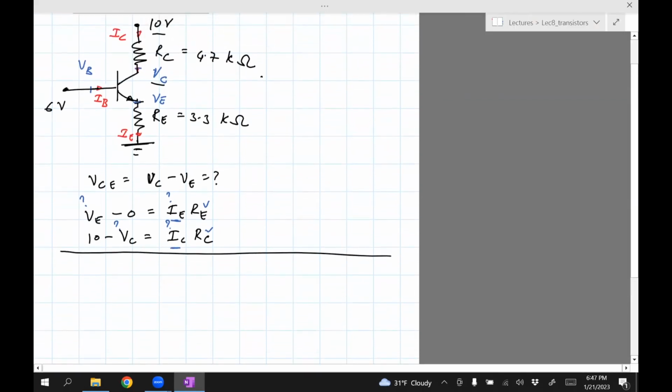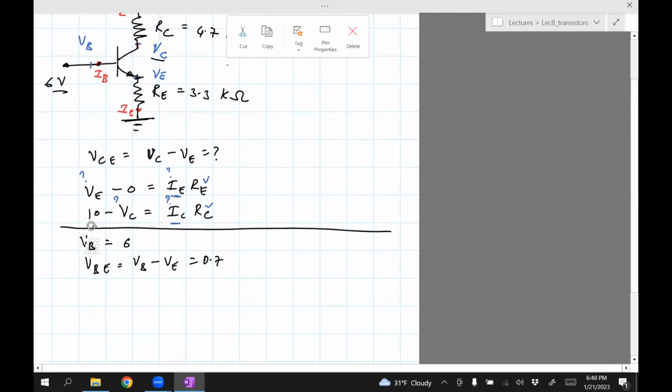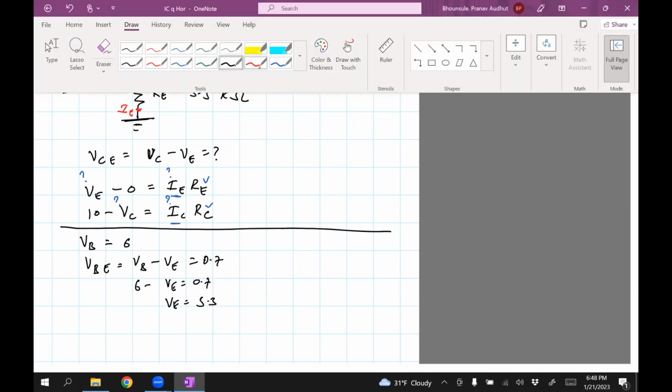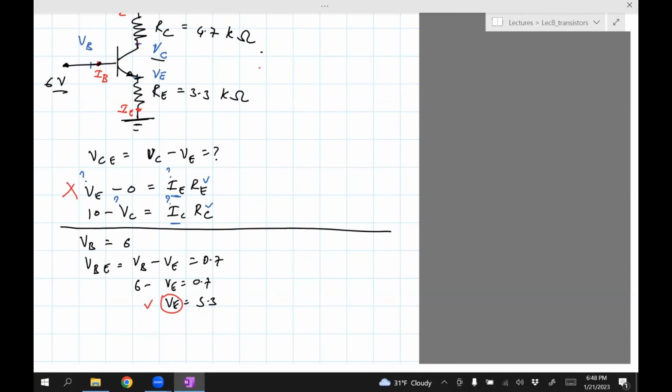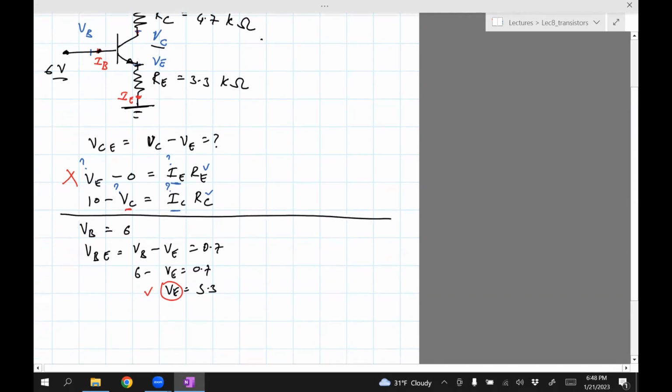Okay, so to compute IE and IC, let's write down the relations we know. We know that VB, which is the voltage here, is the same as the voltage of the power supply here. So it should be 6 volts. We know that VB minus VE is 0.7. So we know 6 minus what VE is. So VE is 5.3. And so by solving for VE, we don't really need this equation now because we've already solved for VE. Okay, so we are done with this. So let's just solve for VC, for which we obviously need IC.